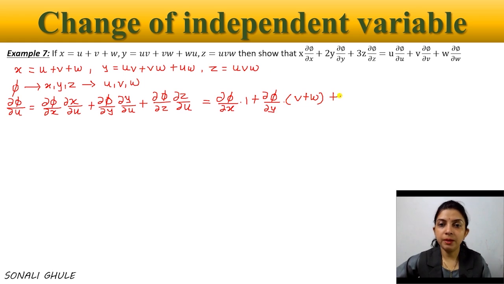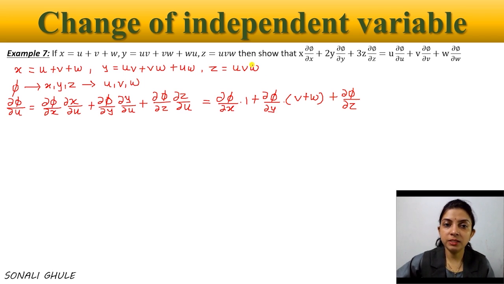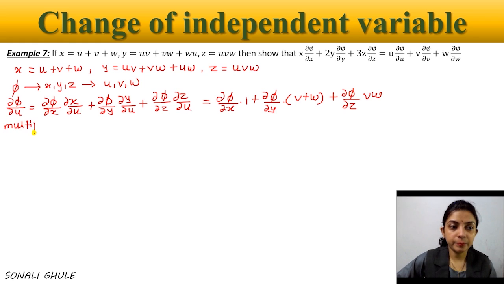Okay, and plus then phi with respect to z. What can I write? Here it is your z. What is the derivative? vw. Okay, but this derivative of phi with respect to u, see here on the right hand side it is multiplied by u. So what we have to write? Multiply by u.